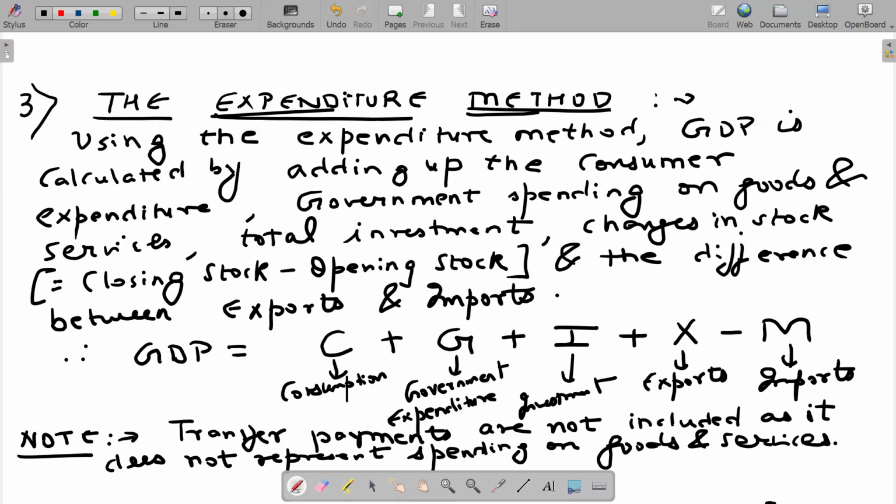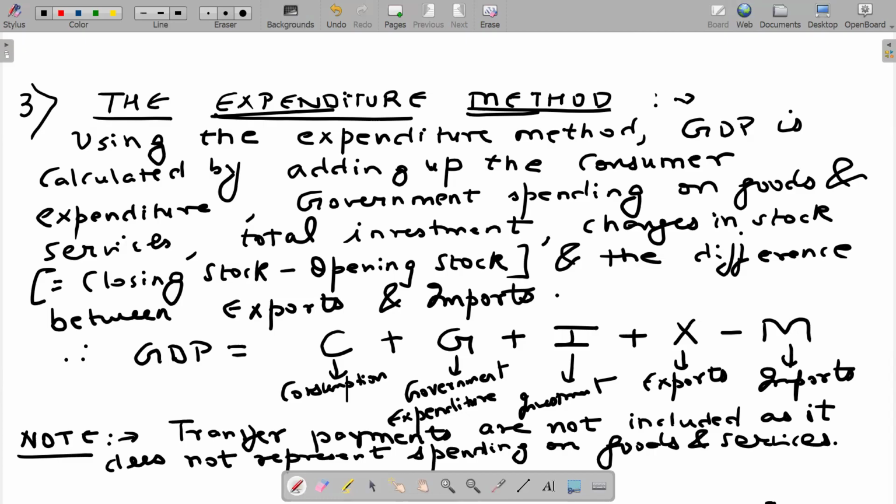The expenditure approach only talks about including all those expenditures which are done on goods or services. When you are making transfer payments, no good or service has been produced against that. That means it's not a part of GDP using the expenditure method. Okay, so with this, we are done with the expenditure approach also. So I stop in this particular lesson.